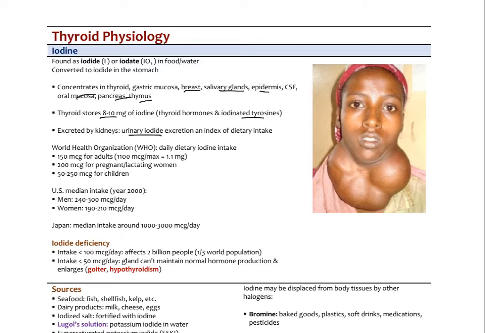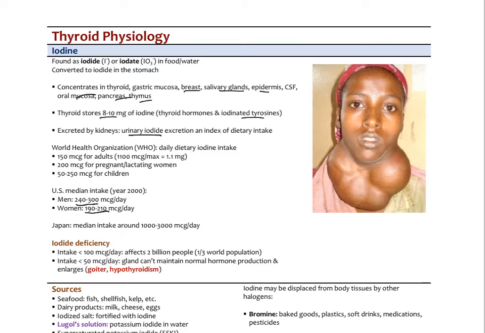and this is a major problem worldwide. In the US, the median intake for the year 2000 at least was for men between 240 and 300 micrograms a day, and in females about 190 to 210 micrograms per day. And again, that's usually from processed foods.